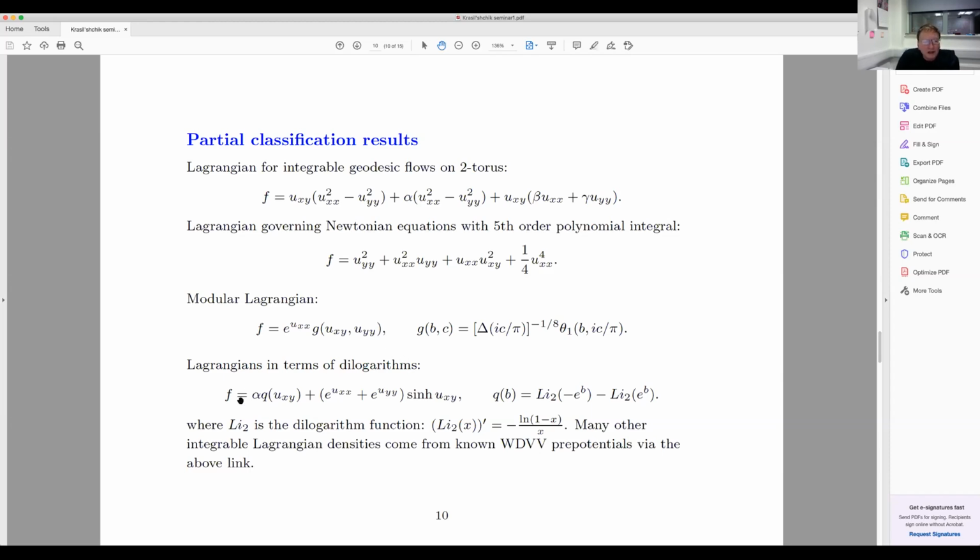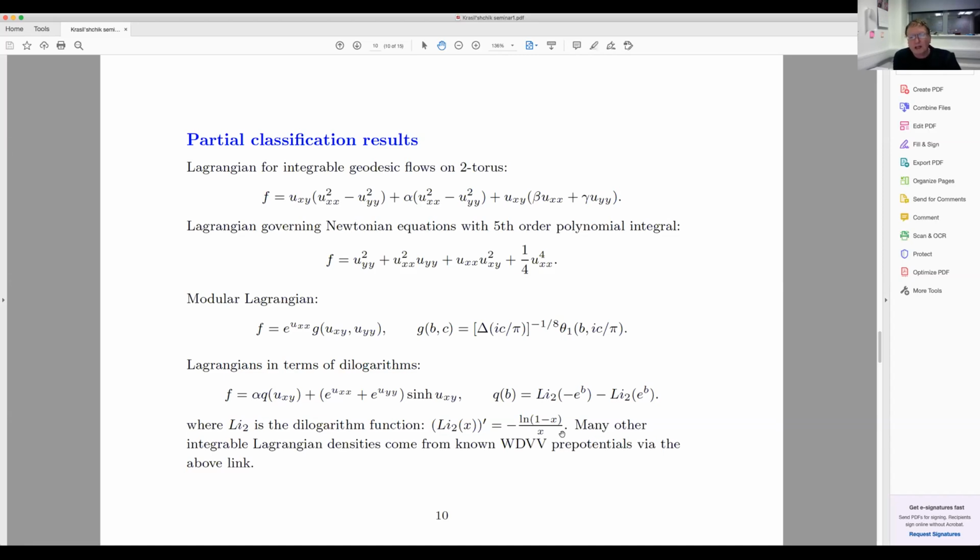Then there are Lagrangian densities in terms of dilogarithms. For instance, F is alpha, a constant, times some function of Uxy plus this elementary function. If you substitute this into the integrability conditions, you get a certain ODE for Q, which is straightforward to solve, and Q is determined in terms of the dilogarithm. Q is this formula, where the dilogarithm is this quadrature. And there are many other examples. I will not show you other examples.